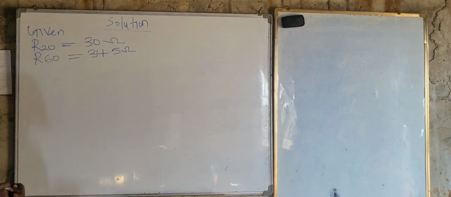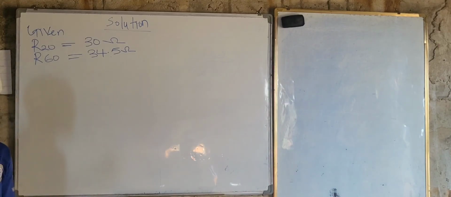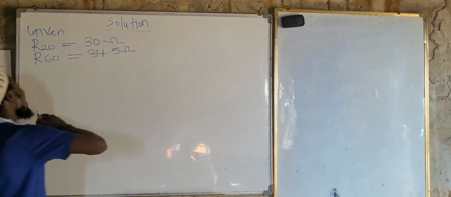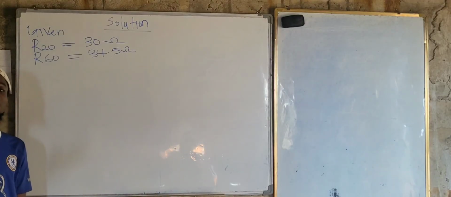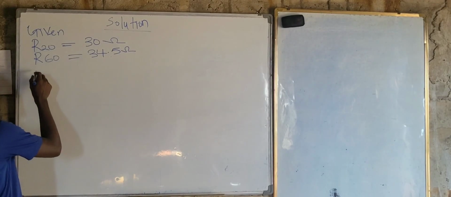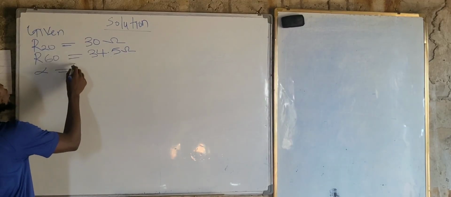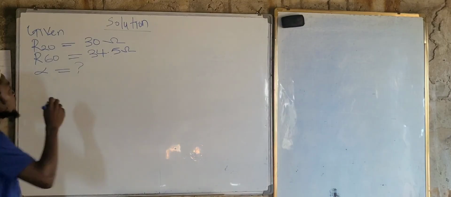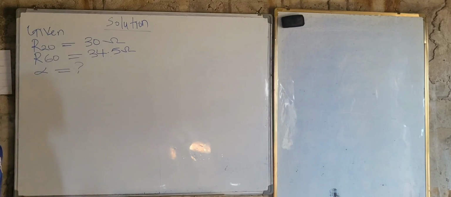Calculate its temperature coefficient of resistance. Temperature coefficient of resistance is equal to alpha. Now we are asked to calculate the temperature coefficient, right? That is alpha. But we have our formula, is that not so? So the temperature coefficient is always alpha.